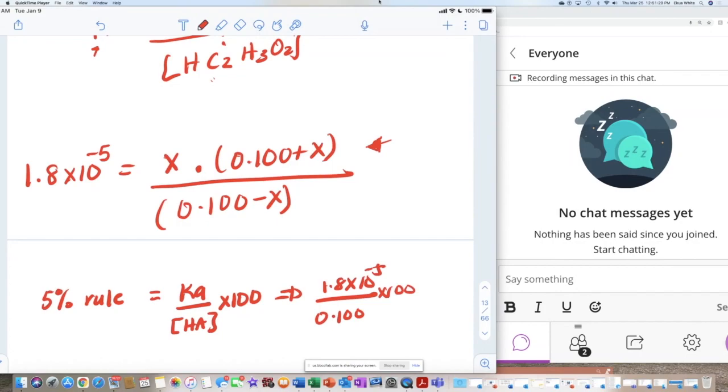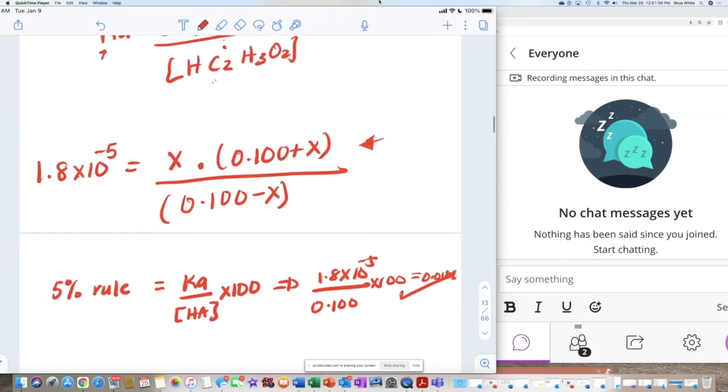And I have my calculator here. 1.8 exponent negative 5. Oops, it will help if my calculator is on. 1.8 exponent negative 5 to the right, close parentheses, divided by 0.100 times 100. Okay, I get 0.018, whatever, passes.